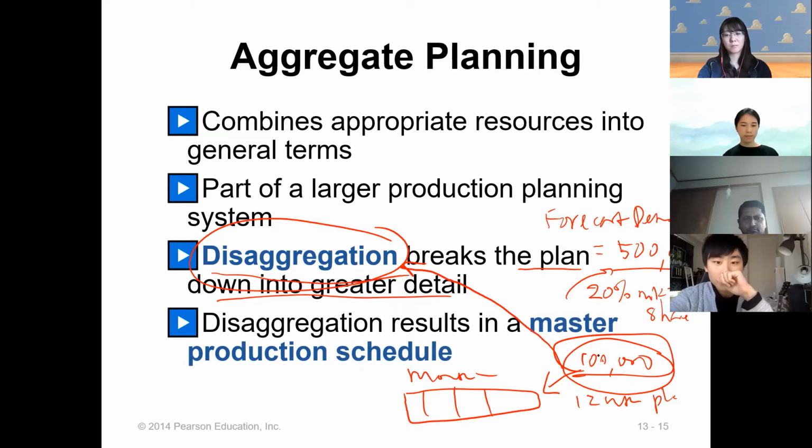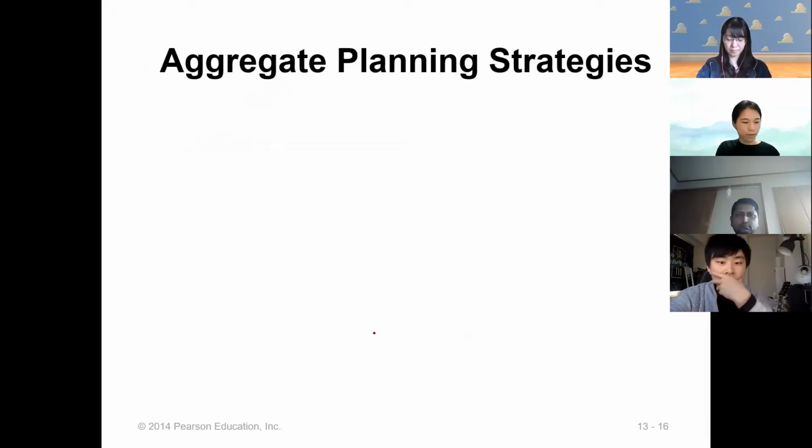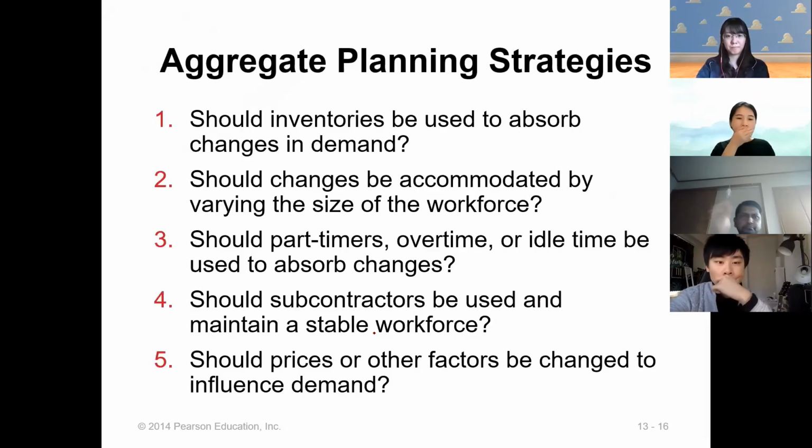But this is not this chapter. The master production schedule is in the next chapter. It is after aggregate planning. After aggregate planning, we can disaggregate, break down further into daily production, for example. So that is not in aggregate planning. So I'm going to just show you. Okay.